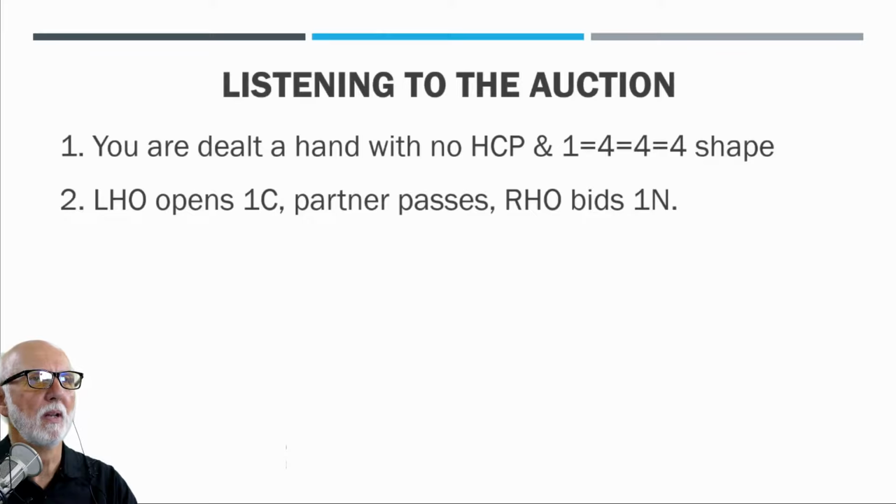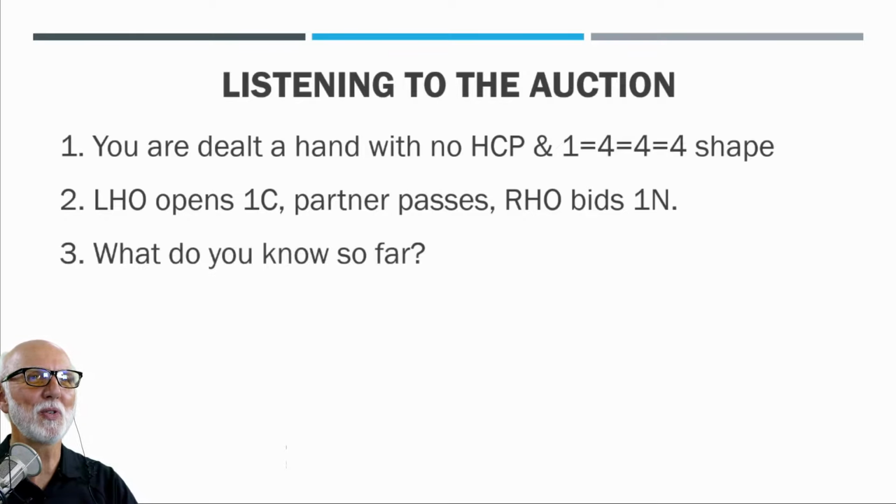And next up, left-hand opponent opens 1 club. Got it. Okay. I was expecting maybe they were going to open 1 spade. The rule of anticipation, somebody's got spades, right? But I'm kind of interested with this auction. What's going on with the spade suit? Partner passes and right-hand opponent bids 1 no trump. Whoa, I wasn't expecting that, were you? So, what do you know so far?